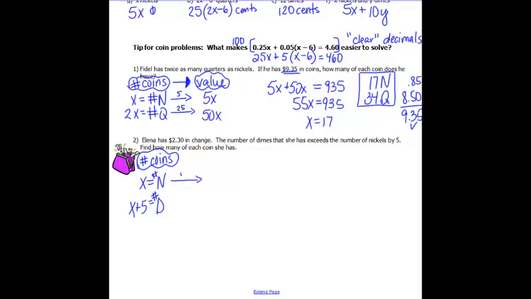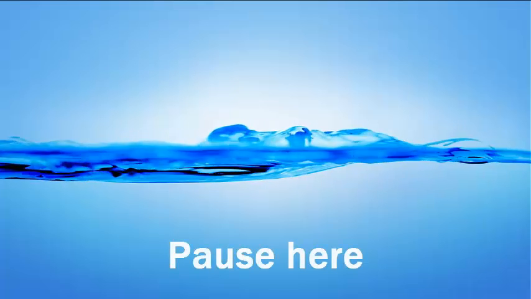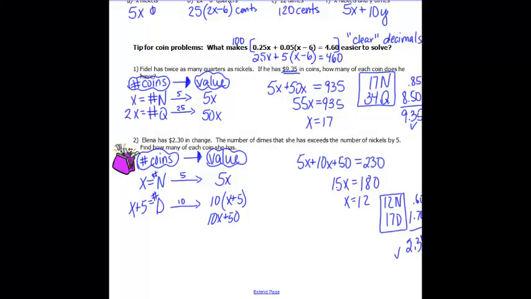And then my value for nickels, I multiply by 5. My value for dimes, I multiply by 10. So to get my value here, I'm going to get 5x nickels and 10 times the whole quantity x plus 5, which is 10x plus 50 dimes. So I know her value is going to be 5x plus the value of the dimes, 10x plus 50, and the whole thing is 230 cents. So you can go ahead, pause here, and solve that. As you can see, I got 12 nickels and 17 dimes, and I did check my value that it works out to $2.30. Let's try some on the back.